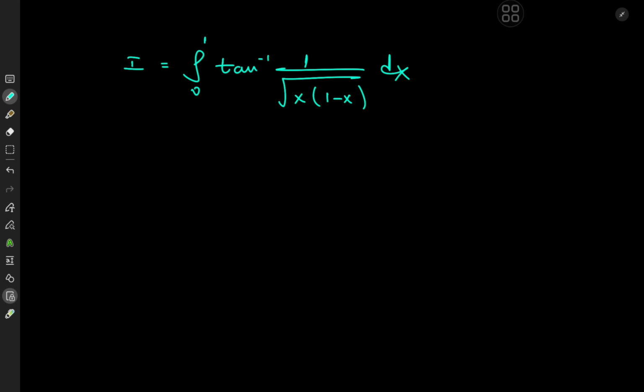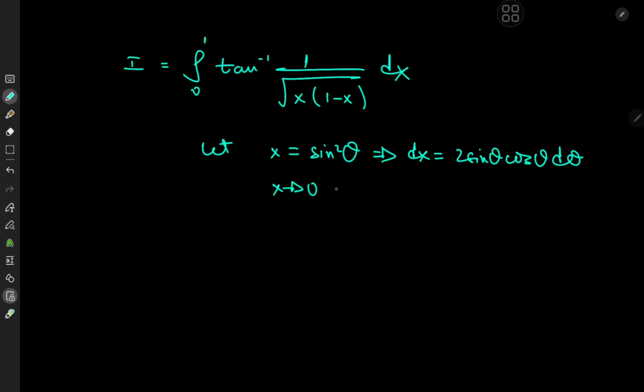We'd first like to do something about the root x and root 1 minus x terms. So a viable strategy could be to let x equal sine squared theta, which implies that dx equals 2 sine theta cosine theta d theta. And as far as the limits are concerned, x approaching 0 implies that theta approaches 0, and x approaching 1 implies that theta approaches pi over 2.